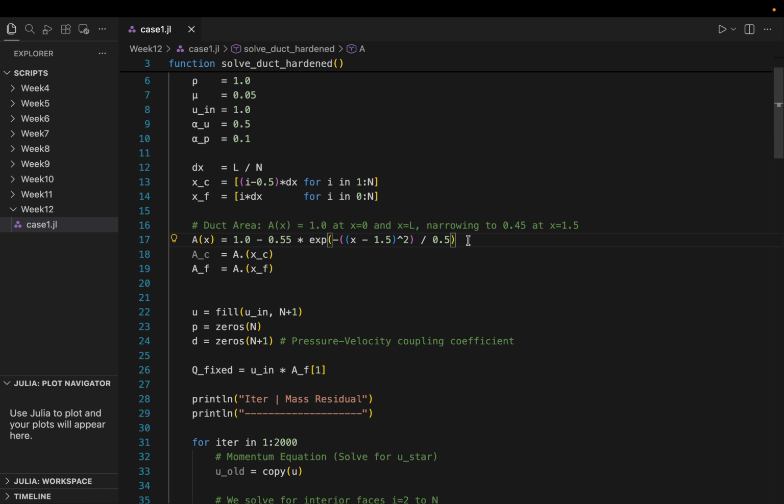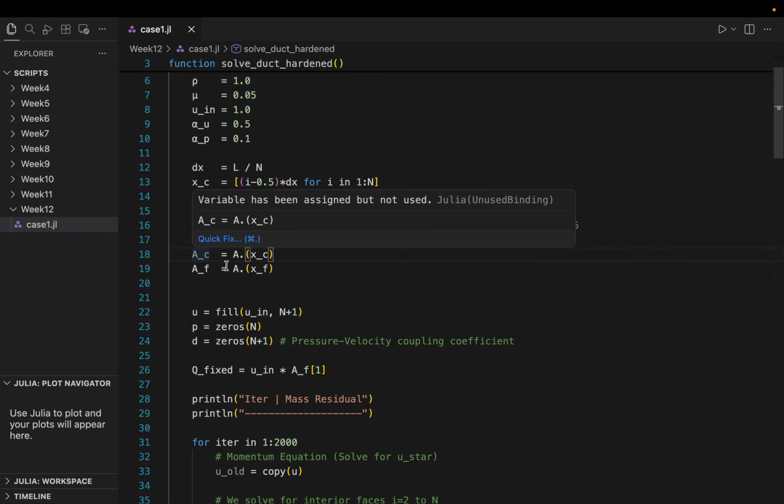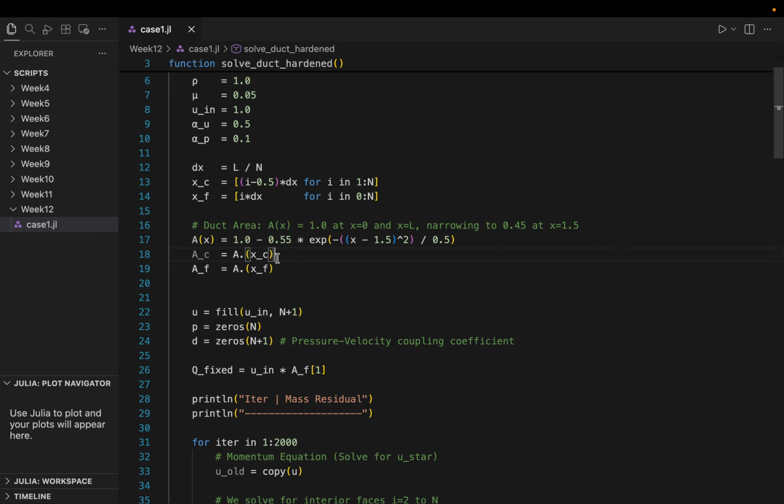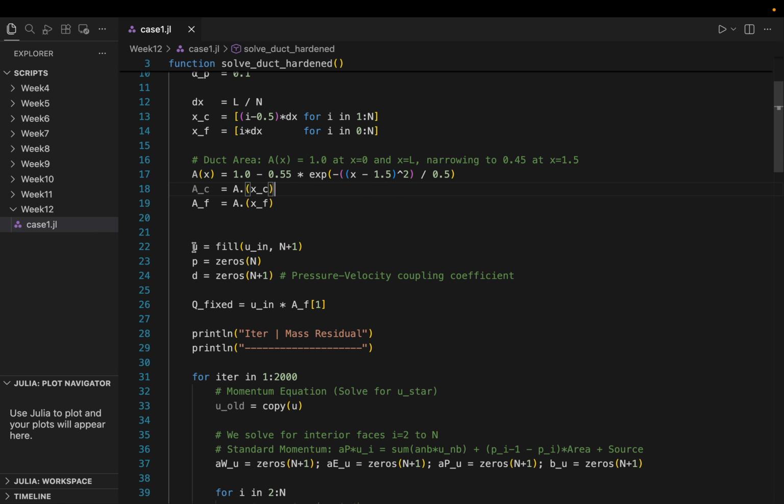As some function here, you can change it to anything else. Now we have two different quantities, the area calculated at cell centers and at phase centers. I don't think we will use cell center values, only the phase centers are required. So these are just some initializations. So we're just taking u.